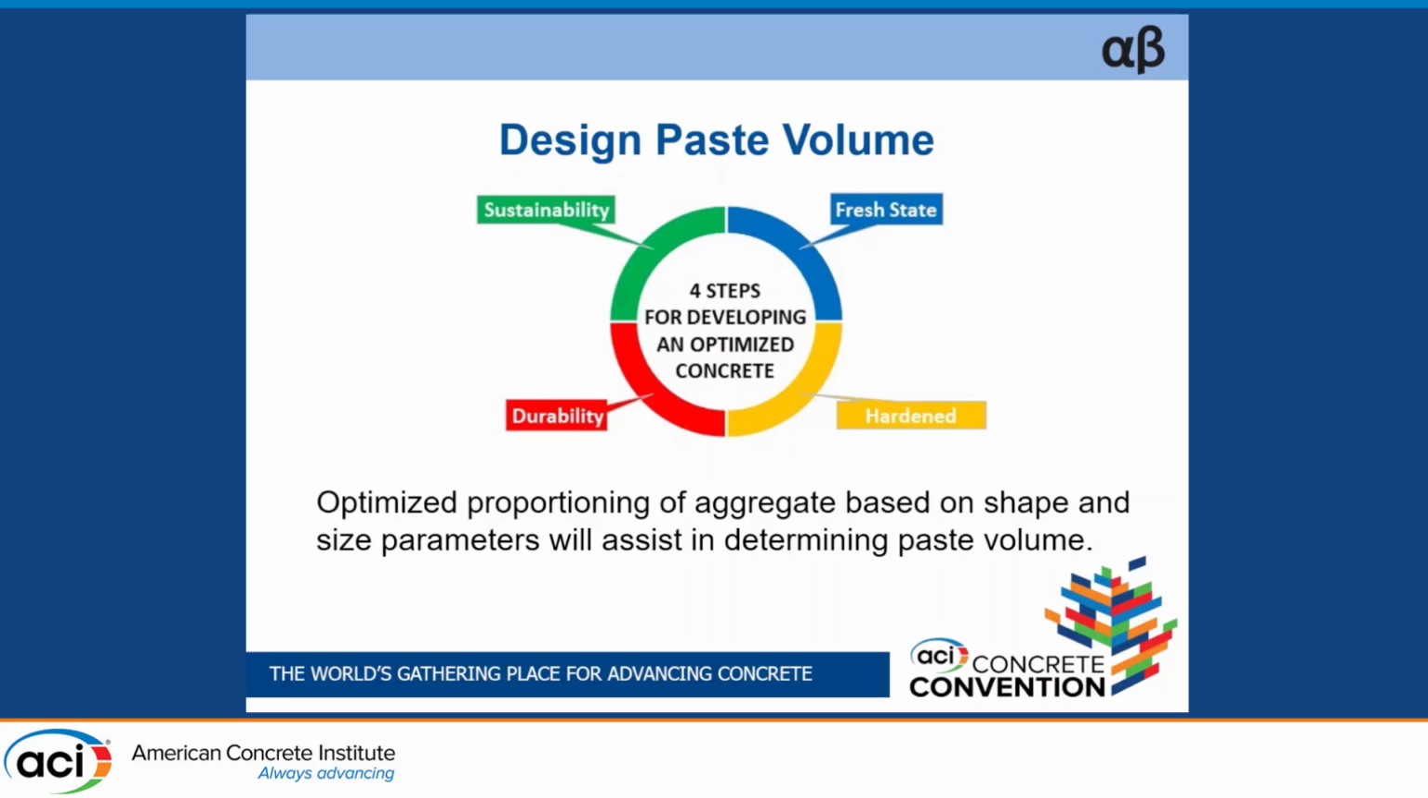When balancing that in your design, you do have to consider things like durability, the hardened and fresh property states, and then sustainability. But information about aggregates is really helpful for determining that workability parameter. You need to know how much paste is required to get a certain amount of lubrication or fluidity in a mix. And if you know more about your aggregate properties, you can better determine how much paste is needed for that fresh state.